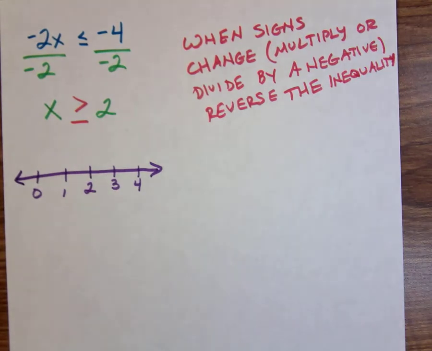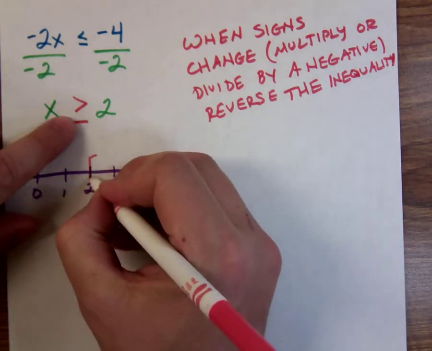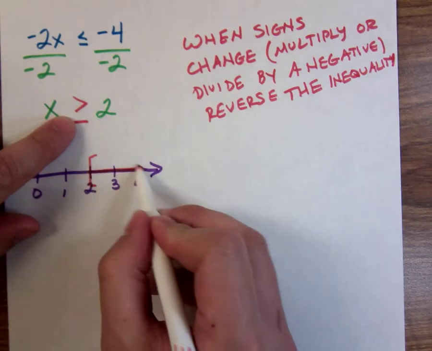So on the number line, what do I do? Where do I put my mark, and what is the mark? It's on 2, bracket or parenthesis. And will I be highlighting the numbers higher than 2 or lower than 2? Higher, because it's greater than 2. So bracket on 2, greater than 2.